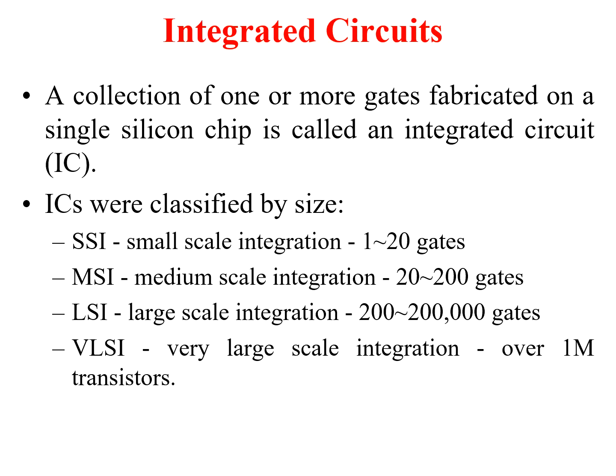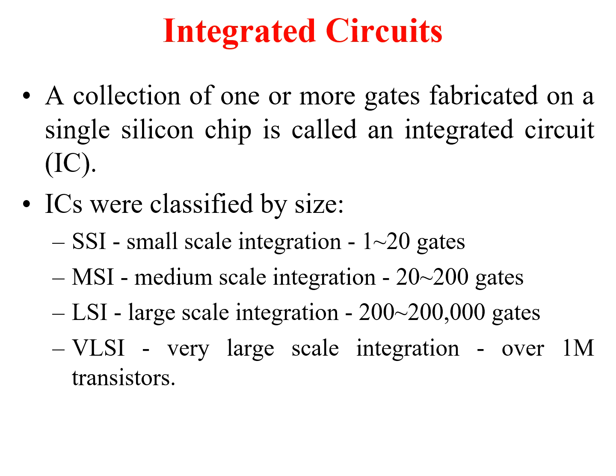So all the design is going to be integrated in a single chip, that is the integrated circuits. A collection of one or more gates fabricated on a single silicon chip is called an integrated circuit, and this is classified into different types along with the size. The first one is small scale integration. It only contains a small number of gates, 1 to 20.